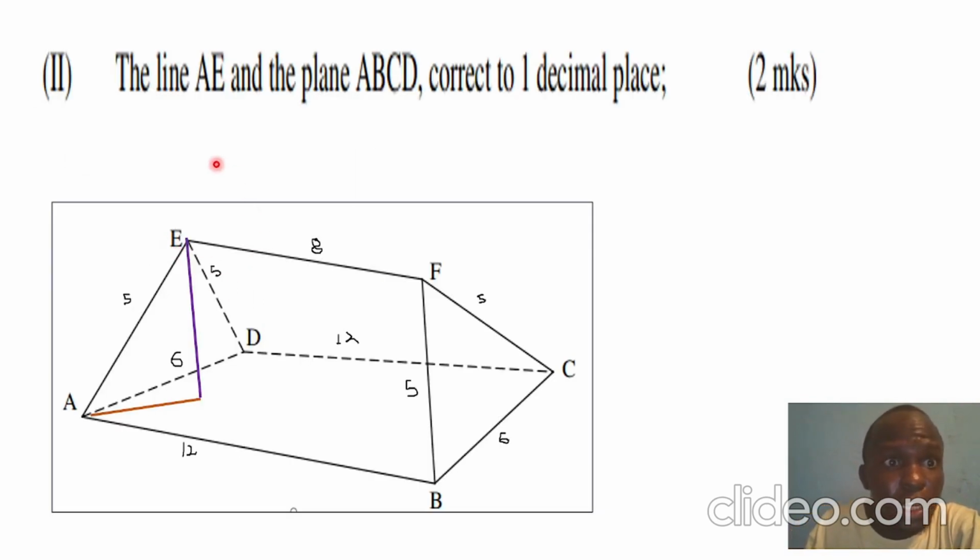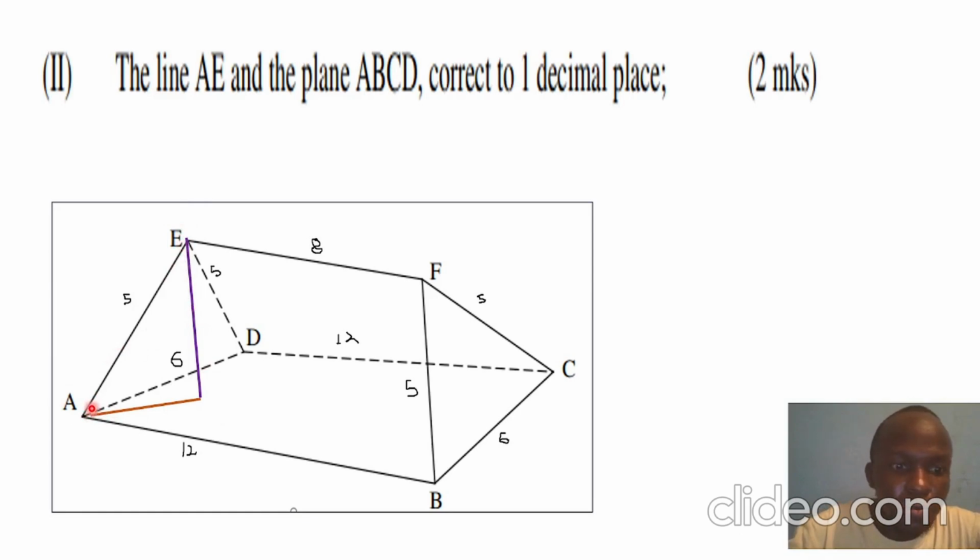Next question. Find the angle between the line AE and the plane ABCD. We have this line AE and the vertical height. The vertical height is still root 12, which is the same as 3.46. Then we have this distance AE. Now that we already have this height and we have AE as 5, it will be very easy to get that angle.